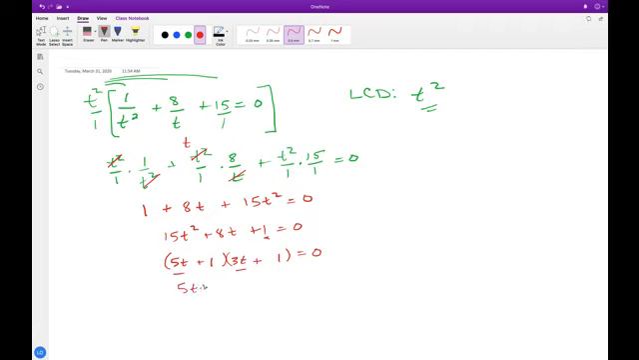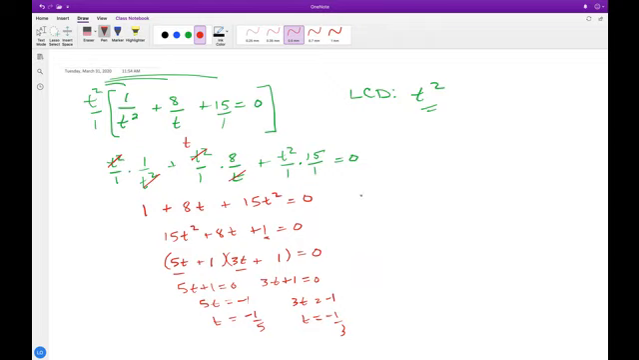So setting each factor equal to 0. So this will give me 5t equals negative 1. So t is equal to negative 1 over 5. And then 3t equals negative 1. So t is equal to negative 1 over 3.